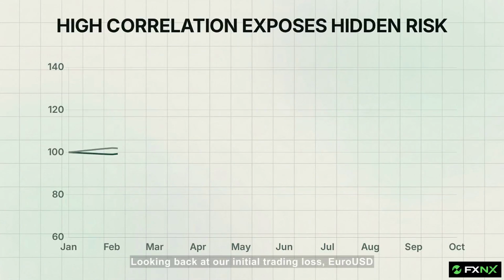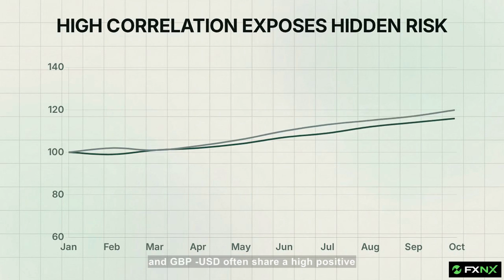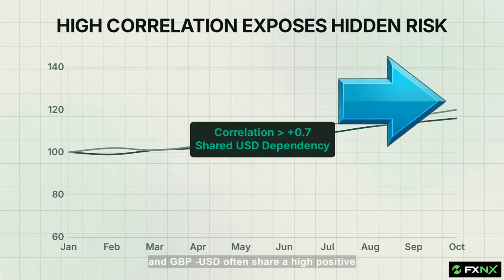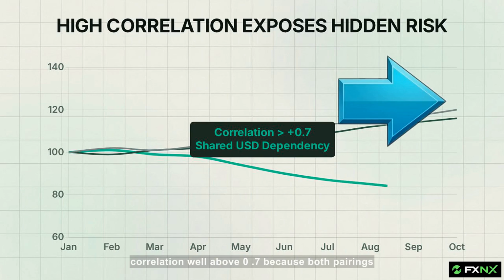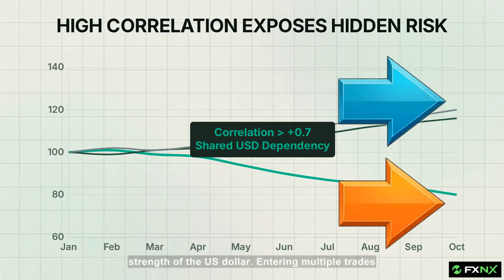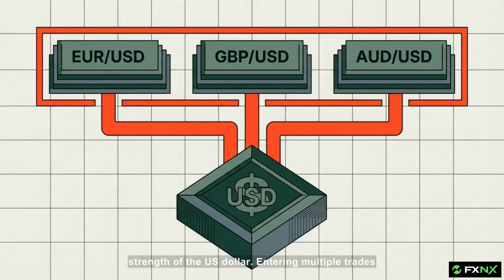Looking back at our initial trading loss, EUR/USD and GBP/USD often share a high positive correlation well above 0.7 because both pairings are heavily weighted against the overall strength of the US dollar. Entering multiple trades with a high positive correlation is not diversification. You are unknowingly multiplying your exposure to a single centralized point of failure.